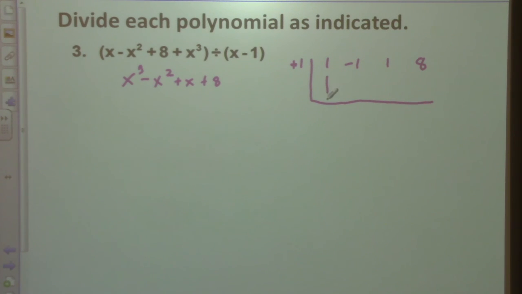And so we bring this down here. Now if you're dividing x cubed by x, this is going to be your x squared place. And so to me it's important to get that first one, because if you get off on the right foot, well then you'll be okay. And then we have 1 times 1 is 1. -1 plus 1 is 0. And this is going to be in our x place.